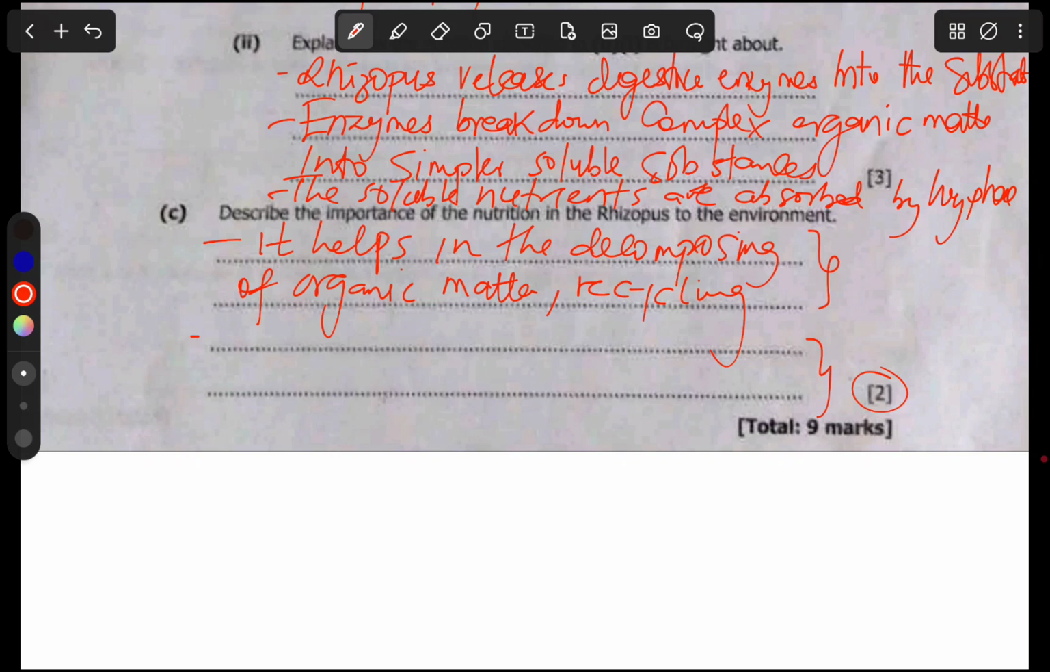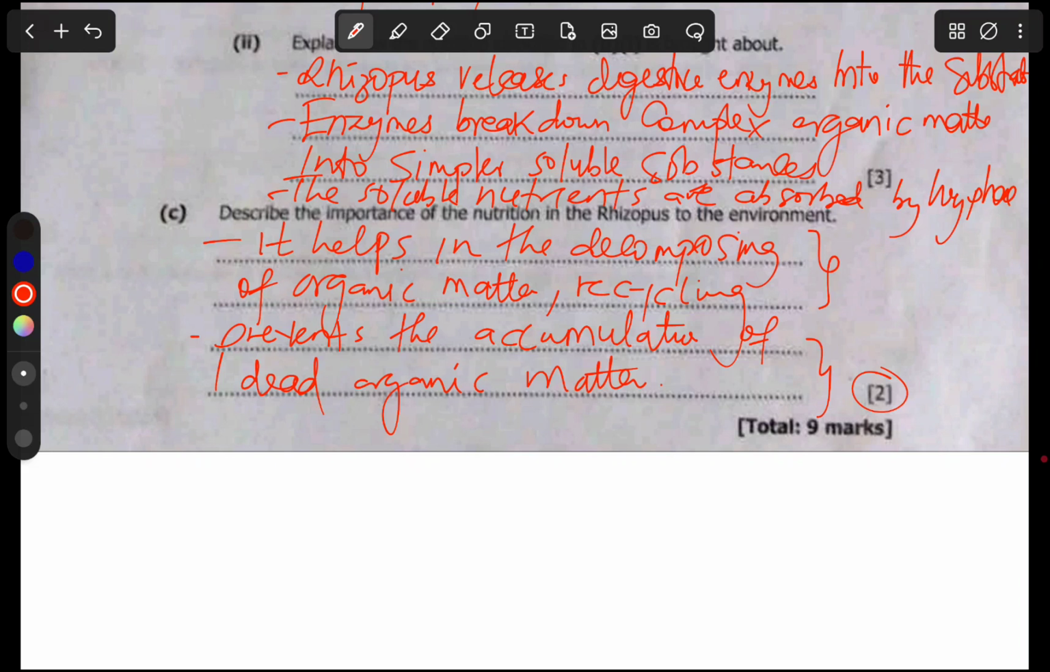Another one is that this nutrition prevents the accumulation of dead organic matter. Now I want just to clarify something.